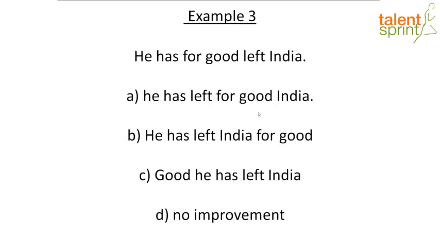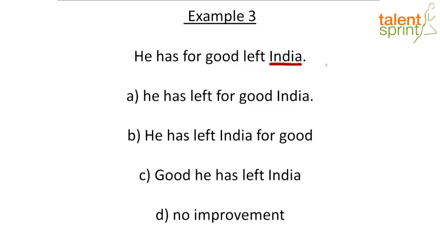He has for good left India. Okay. My option A is he has left for good India. Option B, he has left India for good. Option C, good, he has left India. And then no improvement. So again, let's look at our word order options. I have he, which is my subject, has, and then the other part of the verb is separated with for good. Now for good tells me the time frame, right? How long has he gone for? And then of course India is the place. I know that the given sentence is incorrect.